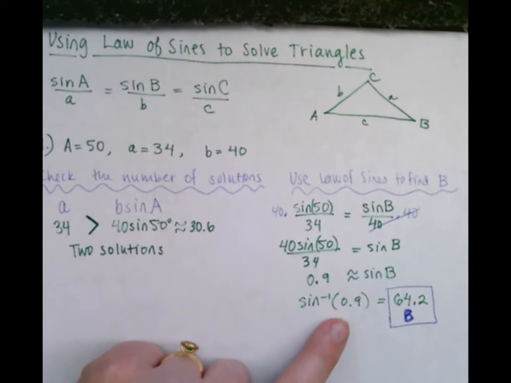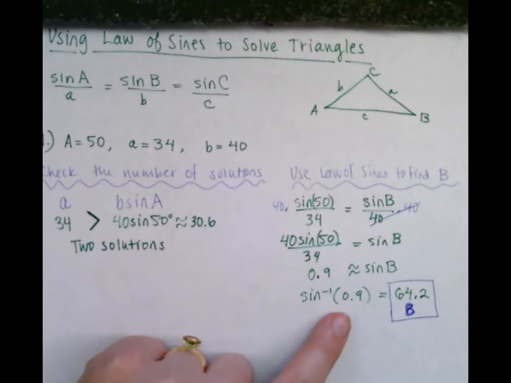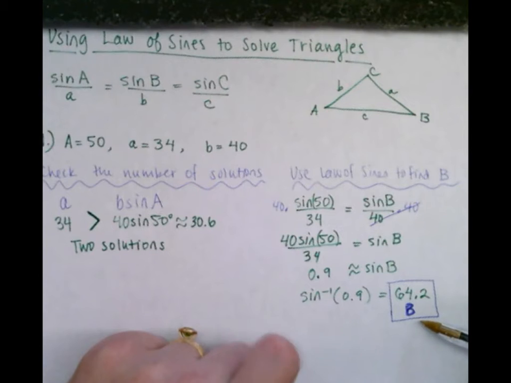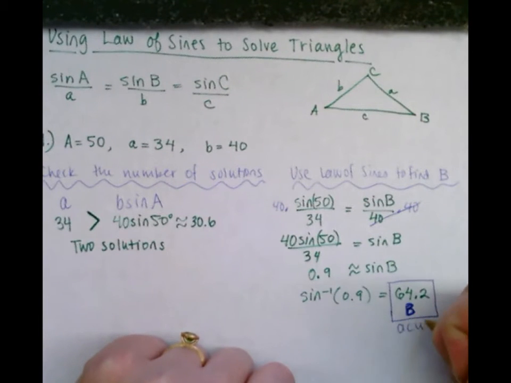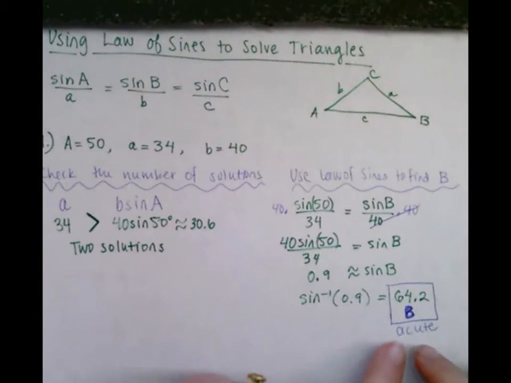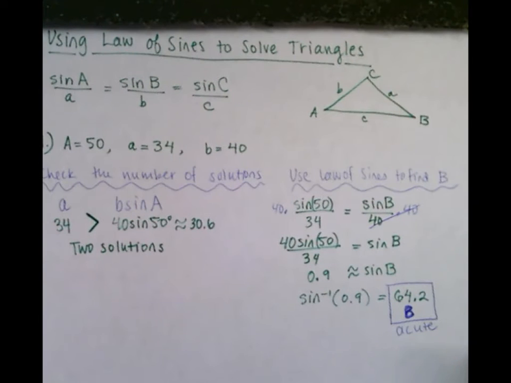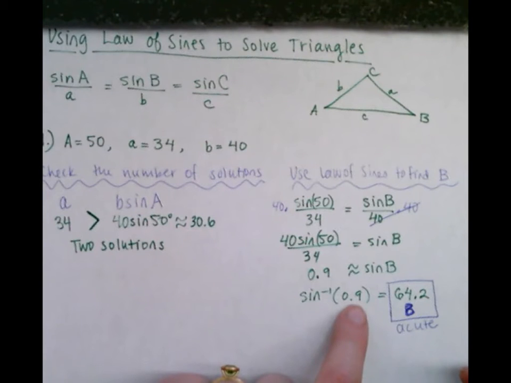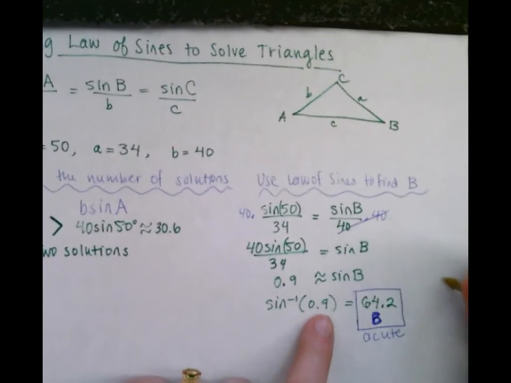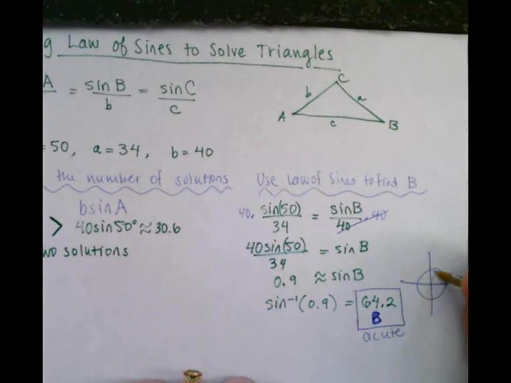But the reason there end up being two solutions in this situation is because there's one triangle where angle B is 64.2, and notice this is an acute angle, and that's important. But that's not the only angle that has a sine value of 0.9, because if you think about the unit circle, positive 0.9, just really quick, if you sketch a little unit circle, 64 degrees is about there, right? So that point has that y value of 0.9.